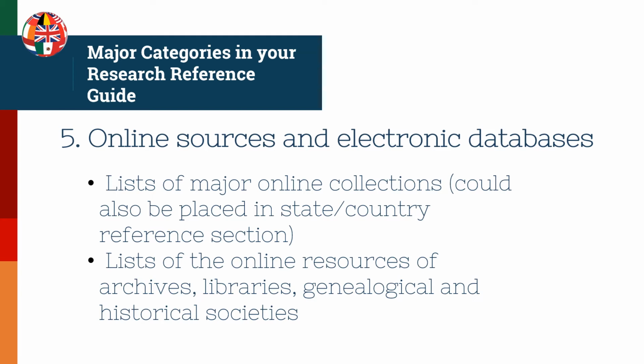The 5th category is online sources and electronic databases. For the ICAPGen tests, you need to be aware of the major online collections for your region. These could be placed in the state and country reference section of your guide as well. You should be familiar with the paid, larger sites such as Ancestry and Find My Past, as well as the free and smaller sites, Family Search, and other local sites that are available for your region. You could also include lists of the online resources of the archives, libraries, genealogical, and historical societies for your area.